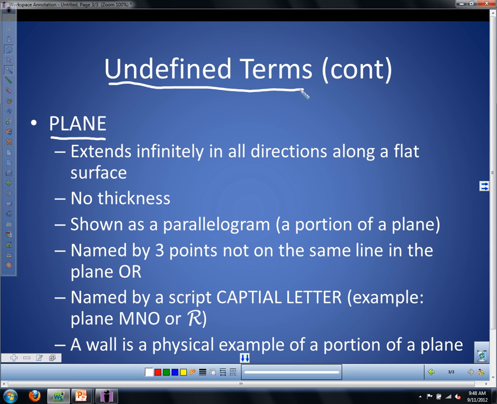Are there any defined terms? I'm sorry? Are there any defined terms? Yes, we only have three. We're only going to talk about 3 undefined terms. The rest we'll define. But we have to use point, line, and plane to define our other terms. So we have to start somewhere. Our technical definition is something with no thickness and it extends infinitely in all directions on a flat surface. So these two together make our technical definition.